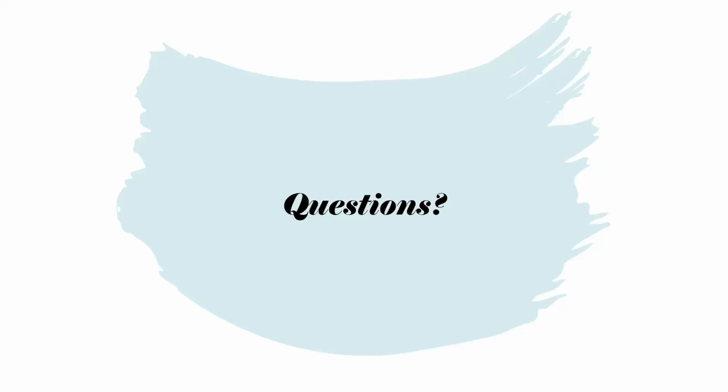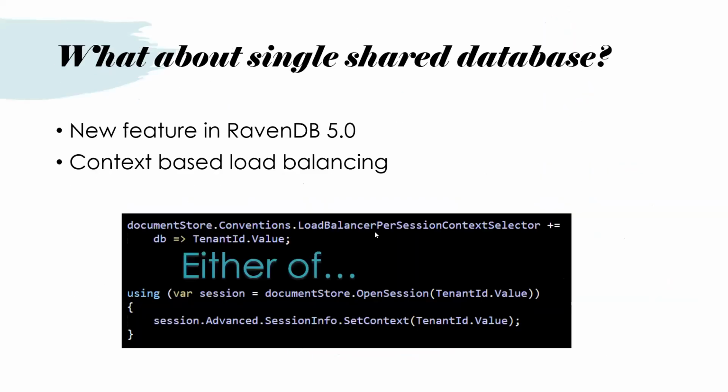If you're running on multiple separate databases, then you can use the technique that I described with moving them to their own nodes and stuff like that. But another thing that you might want to do with many different tenants in a big database is to go with the context based approach, and that will allow you to spread the load in more general ways.